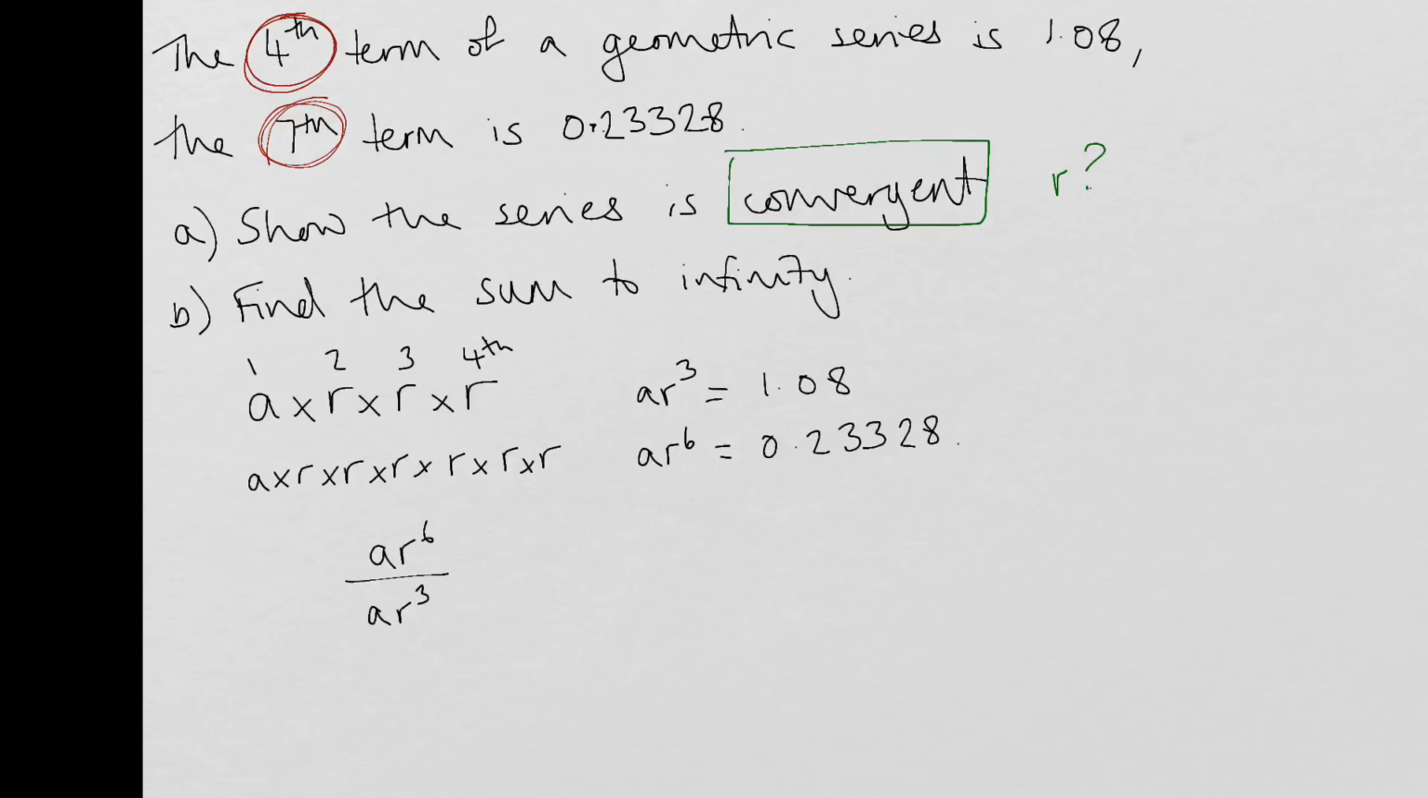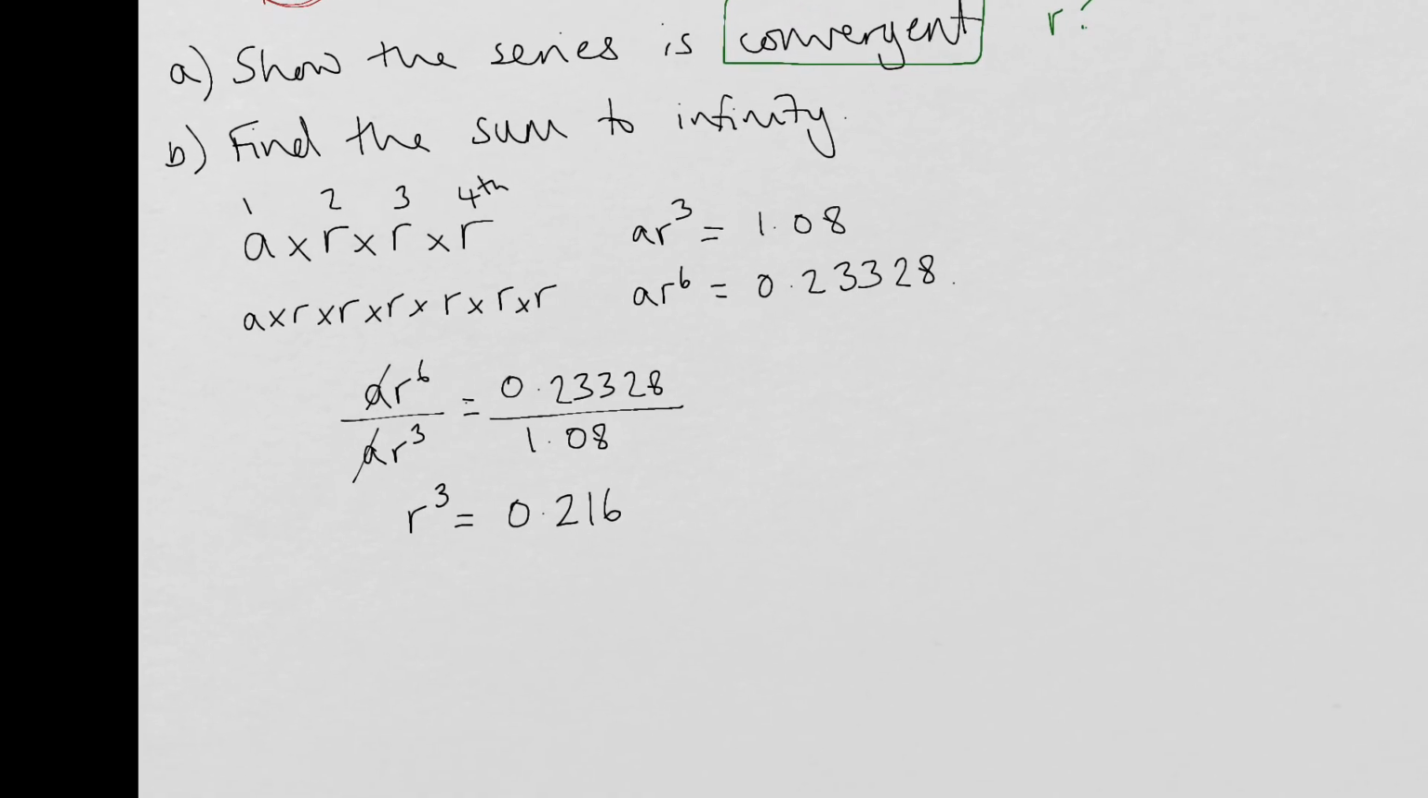I'm going to divide these, so I'm going to do ar to the power of 6 divided by ar to the power of 3. So I'm going to get 0.23328 divided by 1.08. So the a's are going to cancel. We know that the powers are subtracted, so 6 subtract 3 is going to give us r to the power of 3. And 0.23328 divided by 1.08 is going to give us 0.216. So that's the value of r cubed.